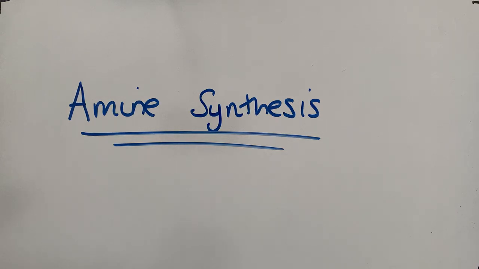We're now going to have a look at how we synthesize amines. I'm going to split that up into two. So we're going to look at how to make an aliphatic amine first, and then have a look at how to make aromatic amines. And within aliphatic amines, there are three types. So we're going to look at primary, secondary, and tertiary.